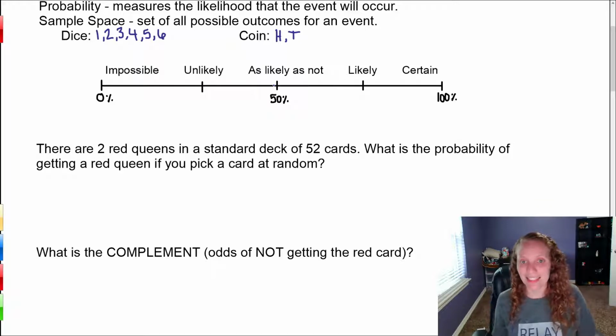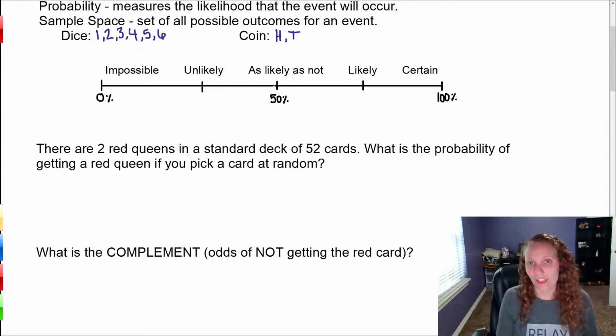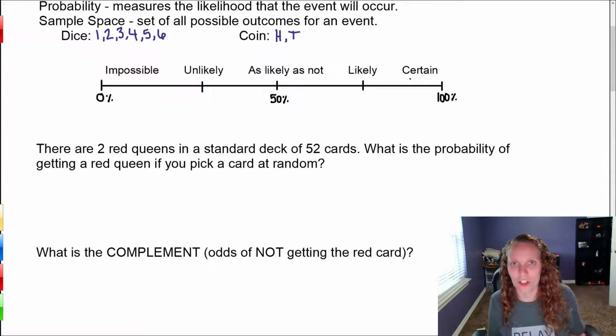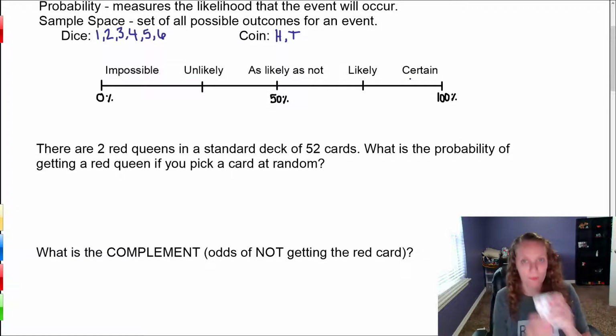50% means as likely as not. So let's talk about coin. We have heads and tails on a coin. As likely as not, so I could flip heads or I could flip tails, and that's a half chance for each because there's only 2 sides to the coin. Likely is somewhere in between 50 and 100%. It's not certain, like 100%, but it could happen. We could expect something to happen if it's likely. And then, of course, certain is 100% chance, without a doubt. If I talk about this deck of cards here, without a doubt, I'm certain that I would choose either a red or black card.